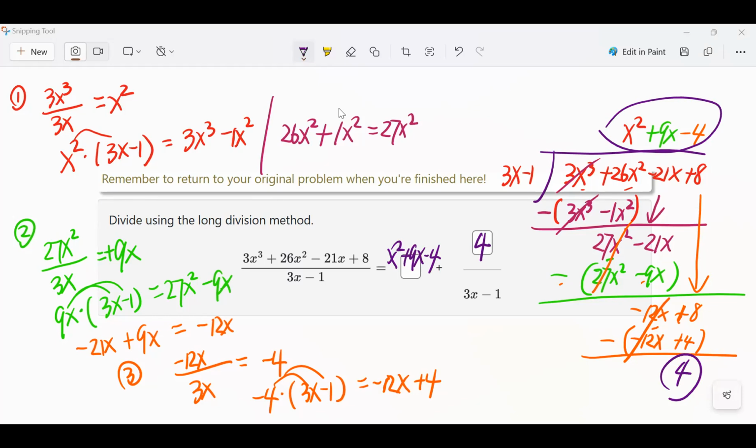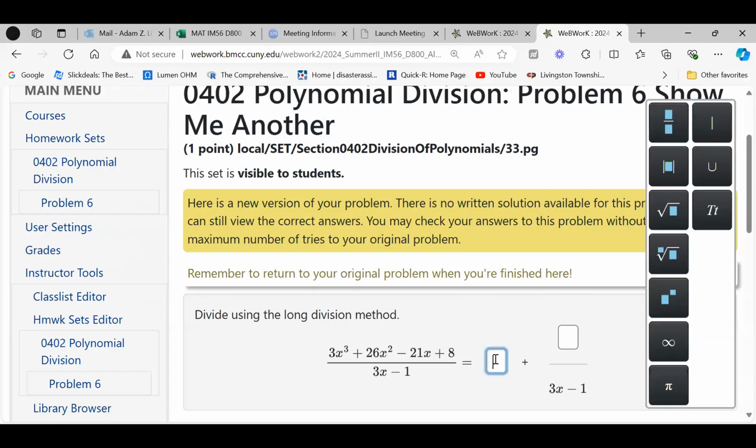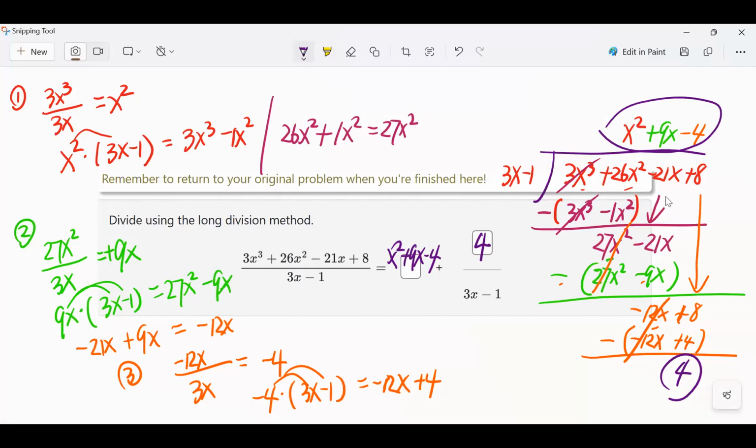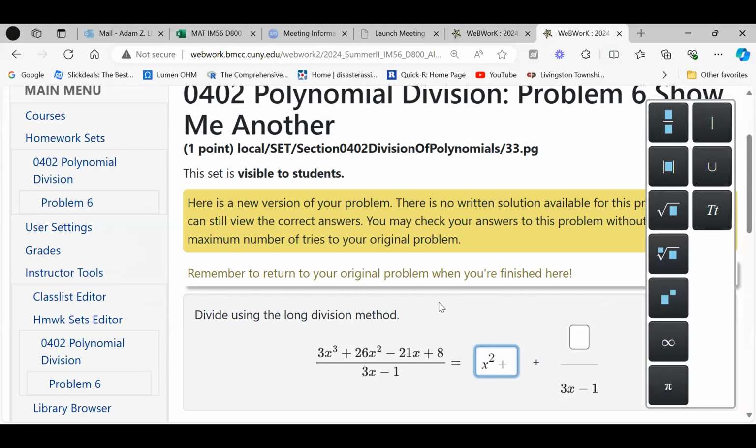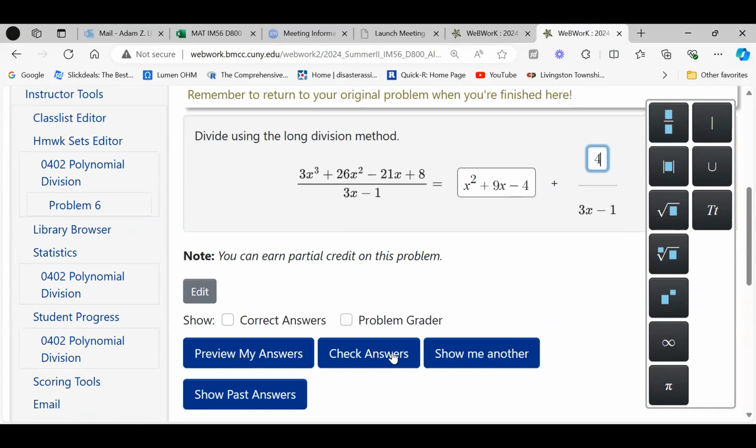Any question about this? Okay, x squared plus 9x minus 4. And then on the top, it will be 4. And let's quickly check it.